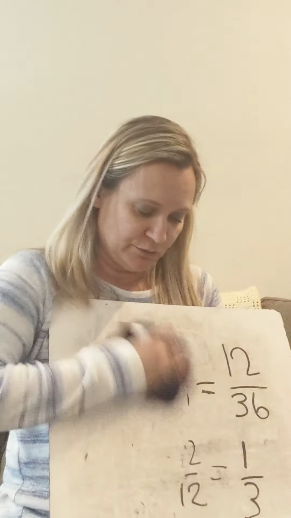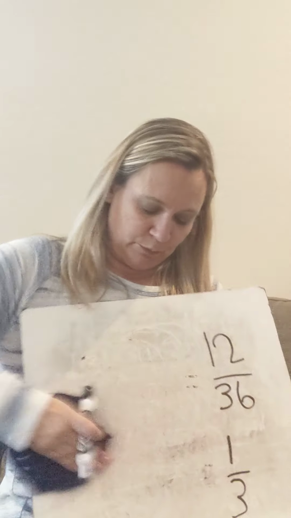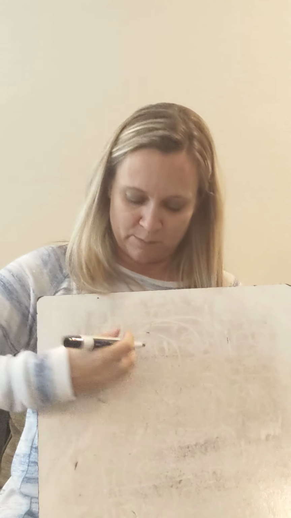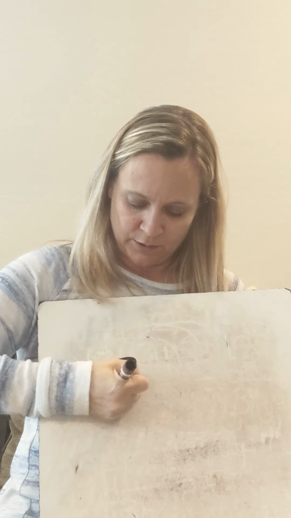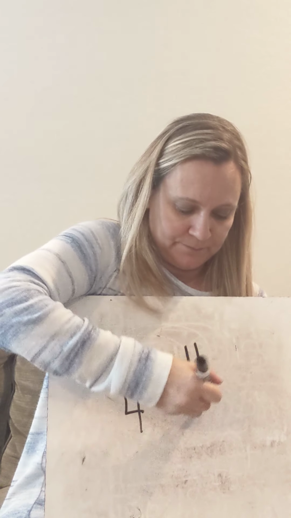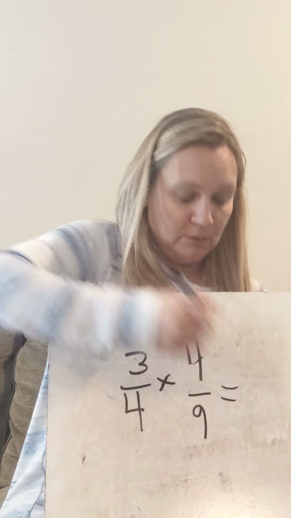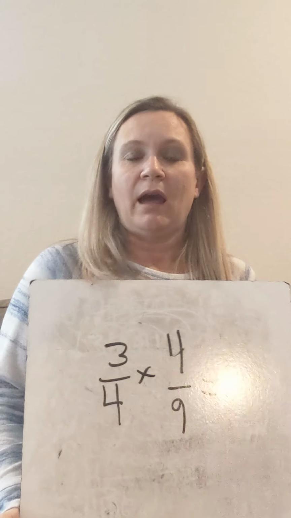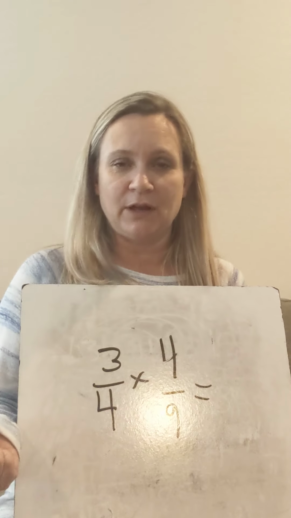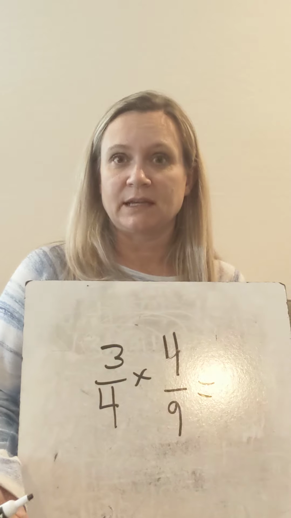There's another way to do this, and I think it's much simpler. It's the way that I prefer to do it when I'm multiplying fractions on my own. So let's look at that problem again. If I have 3/4 and I'm multiplying it by 4/9, I can do something which is called cross-canceling. And a lot of you think of this as the butterfly method, but it's really called cross-canceling.